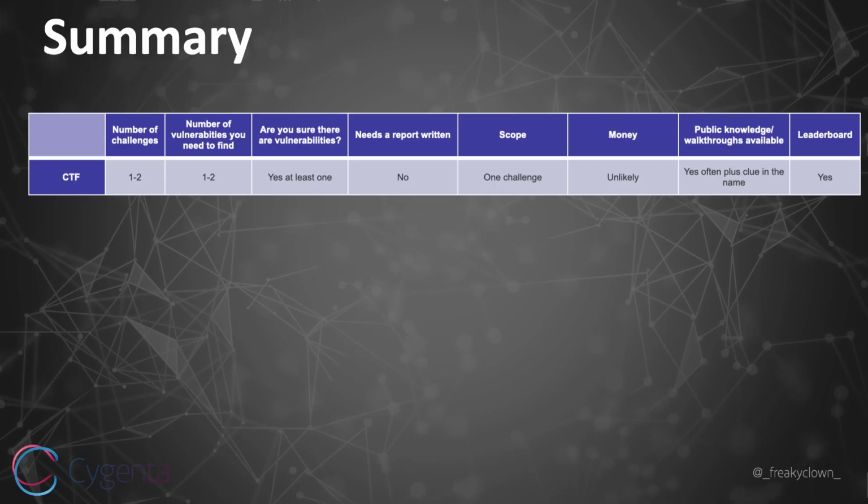So I want to finish up with a summary of everything that we've covered, right? We're going to go through a bunch of criteria so that we can compare all of these things. So a CTF, there are 1 to 2 challenges. There's generally 1 to 2 vulnerabilities. You're always sure, you're guaranteed that there is a vulnerability, because otherwise it wouldn't be a CTF.